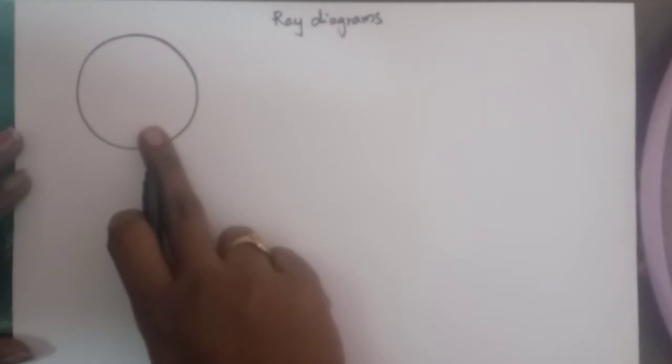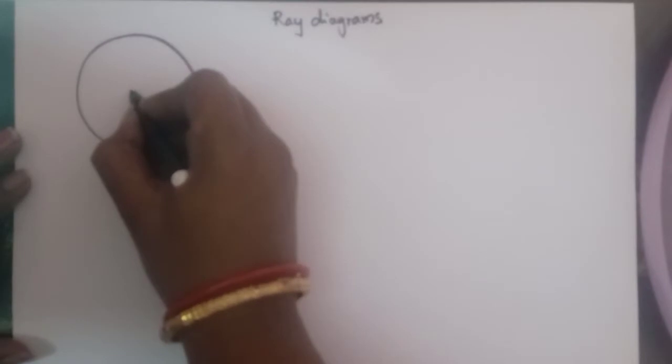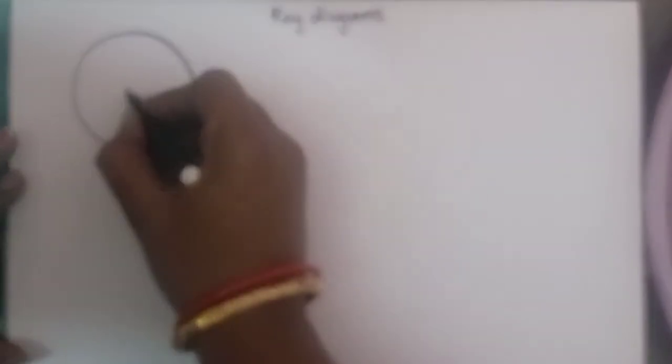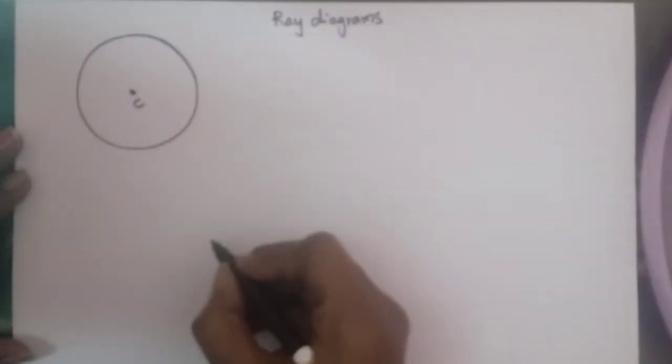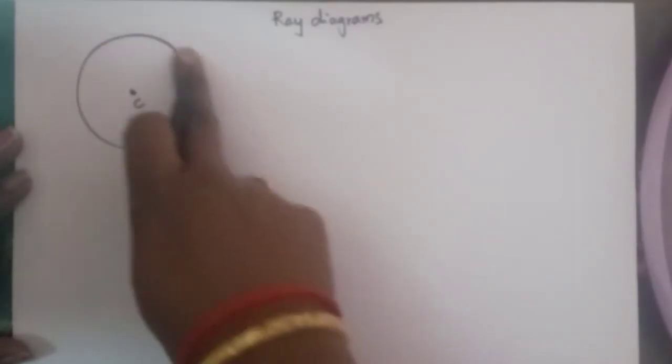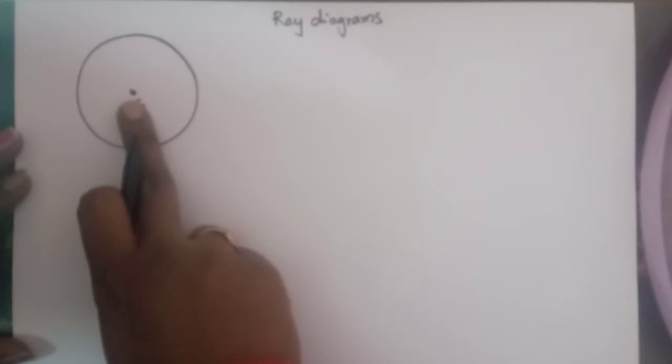See, I have a circle here. Imagine this circle as a spherical ball which is made up of glass, like a ball which we play with. It looks like a sphere. So if it is made up of glass, the center of the sphere is called the center of curvature. The center of the glass sphere is called the center of curvature.